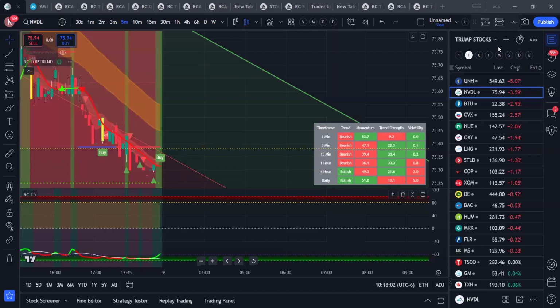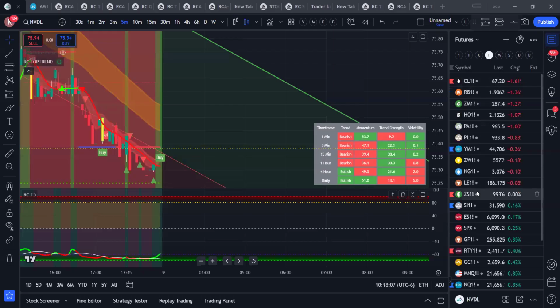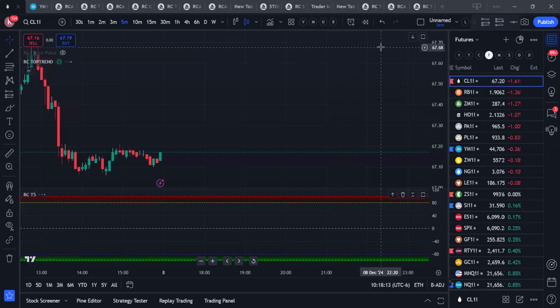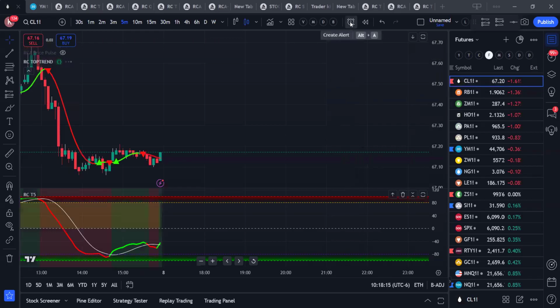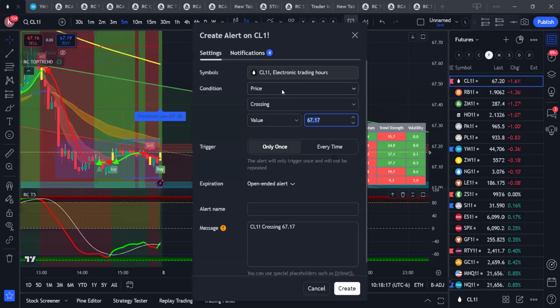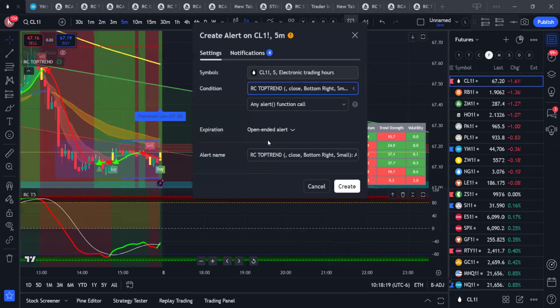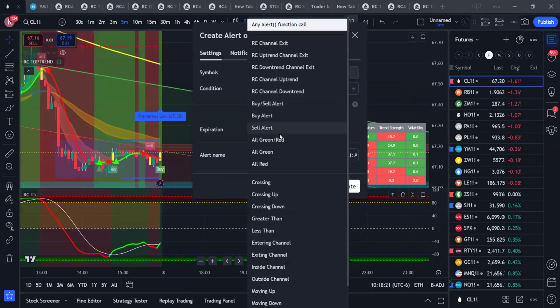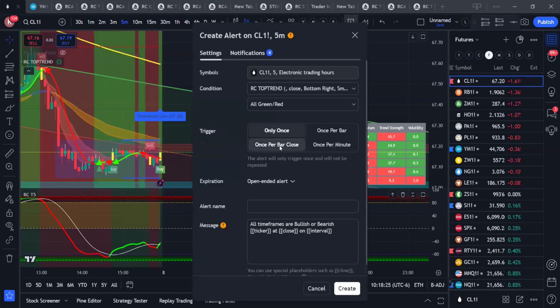Let us say, today evening, I want to take some futures trade and make some $100, $500, $300 or $400 every day in each prop account. So my first step is I'll go here, go to top trend, and I'll say all green or all red.